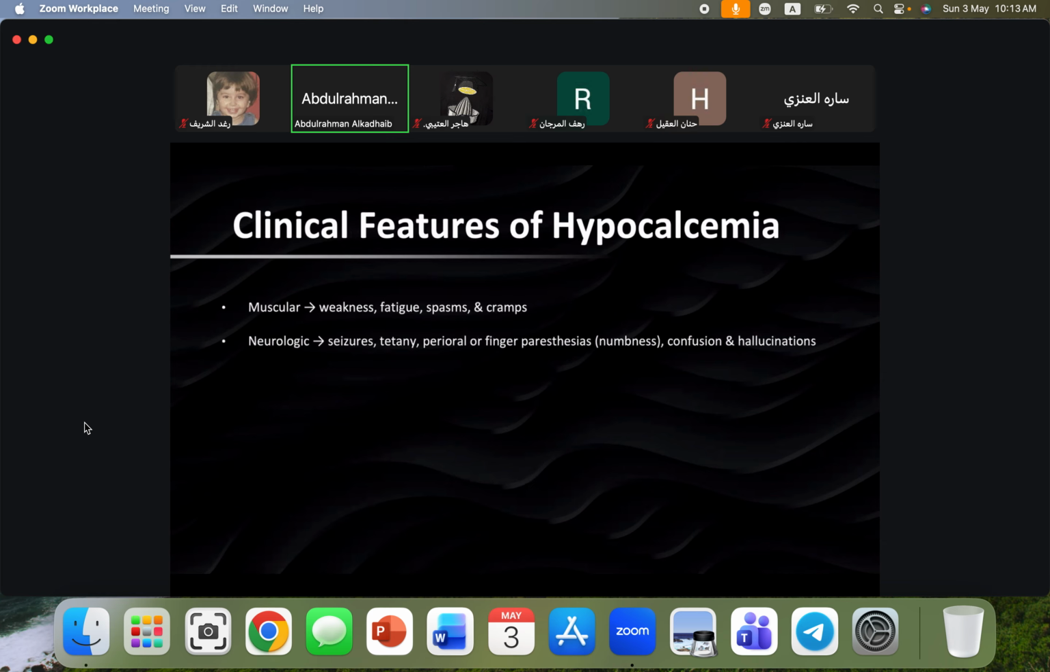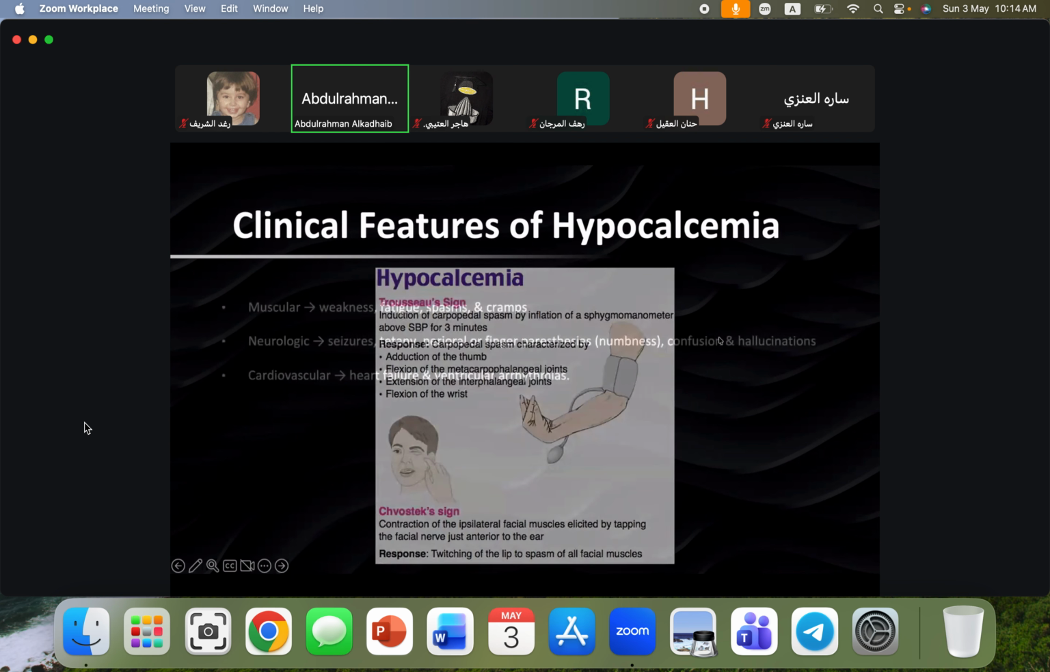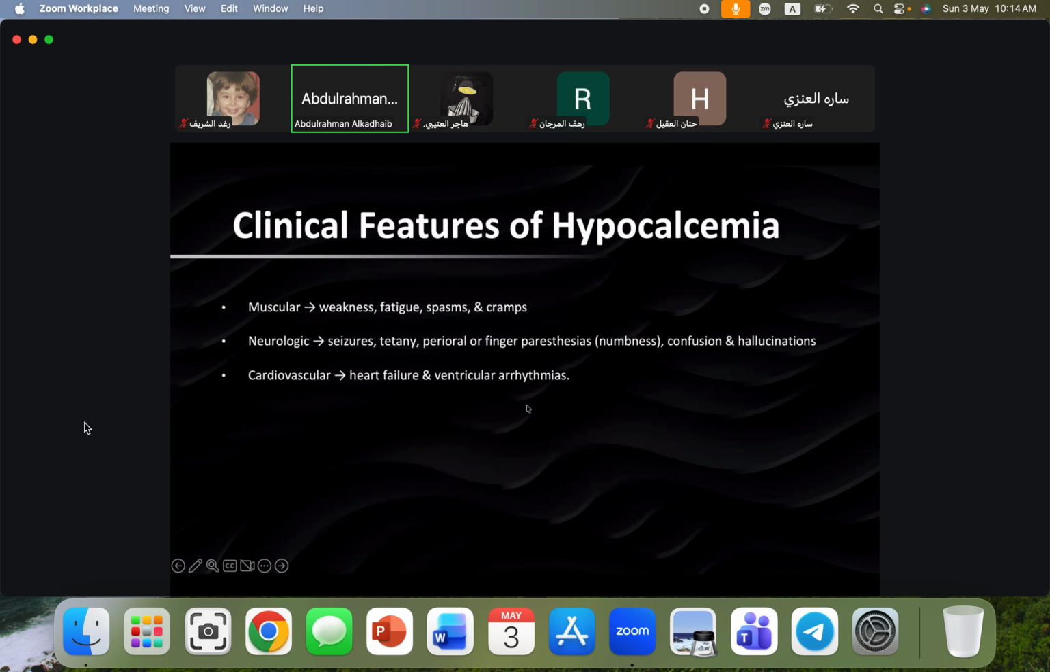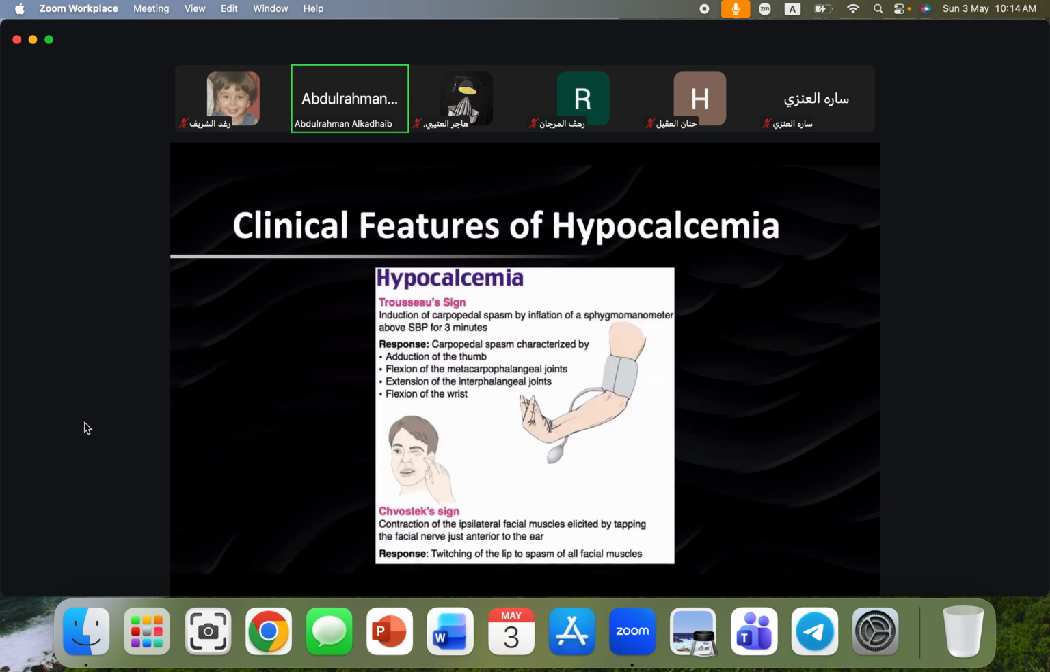Again, it may cause some unique features, such as some numbness or tingling around the mouth, which is called the perioral paresthesia, or some tingling in the fingers called the digital numbness or digital paresthesia, and may cause also some confusion and hallucination similar to the hypercalcemia, may cause also some severe cardiovascular manifestations such as ventricular arrhythmias or heart failure. In the physical exam, we may actually see some unique features as well.